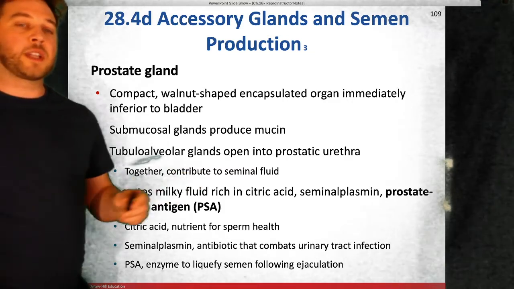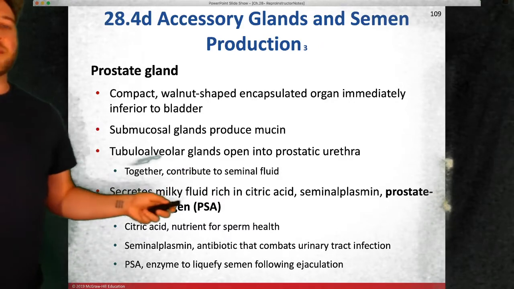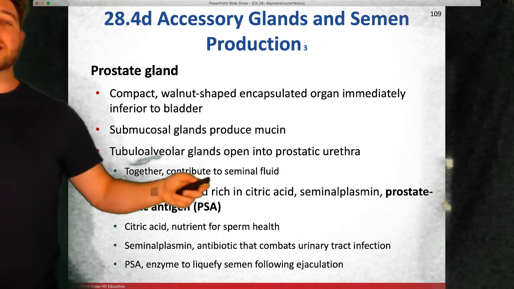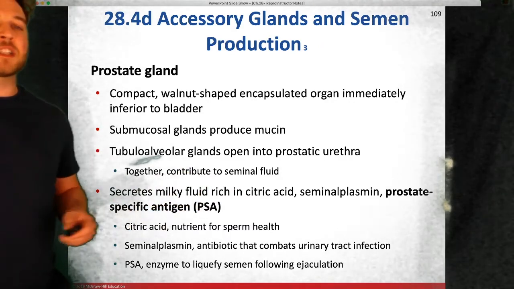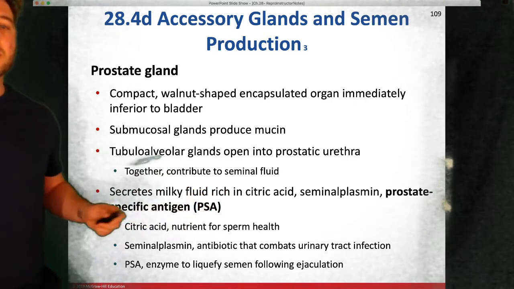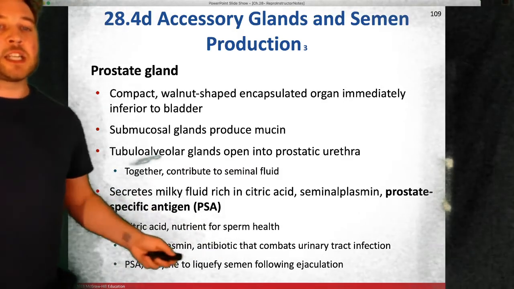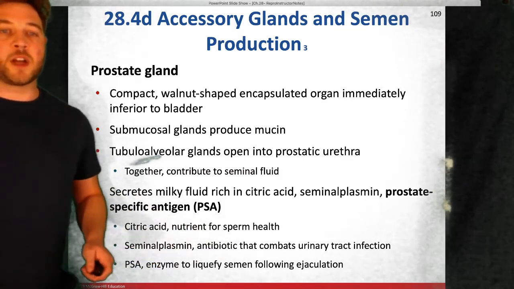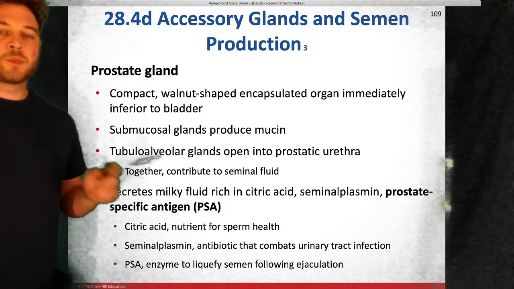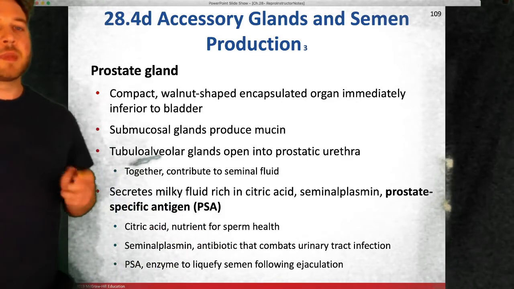There are tubuloalveolar glands that contribute to seminal fluid, secreting a fluid rich in citric acid, seminalplasmin, and prostate-specific antigen. So the citric acid is nutrients for sperm health. The seminalplasmin is an antibiotic, and PSA is an enzyme to liquefy semen following ejaculation. We'll see that semen is seminal fluid and sperm mixed together.